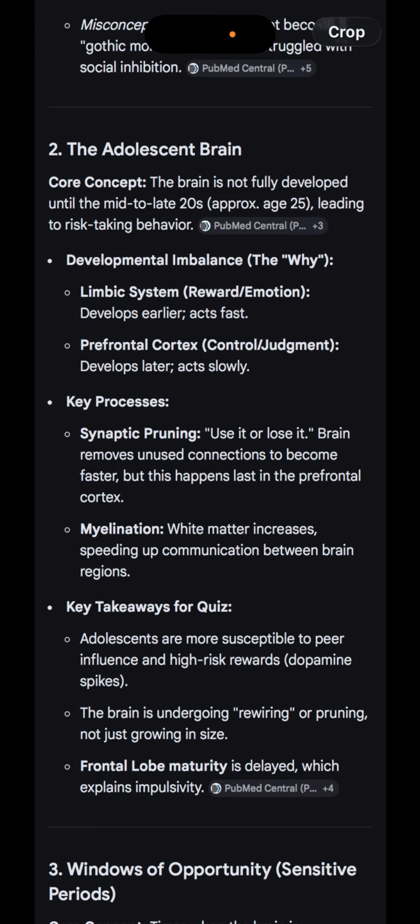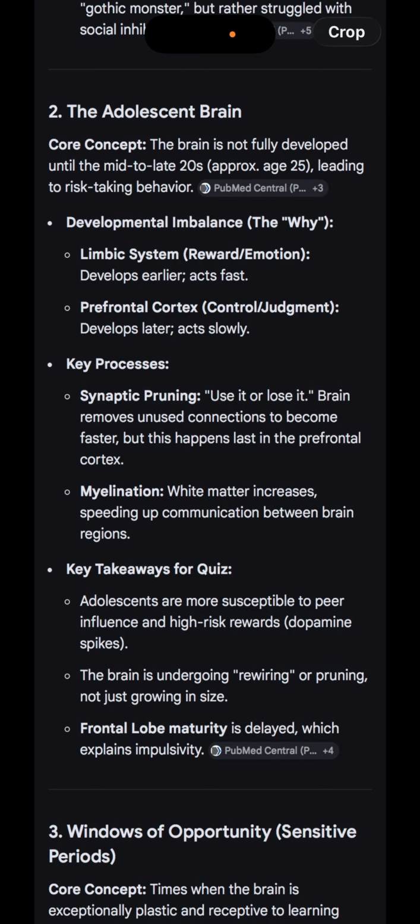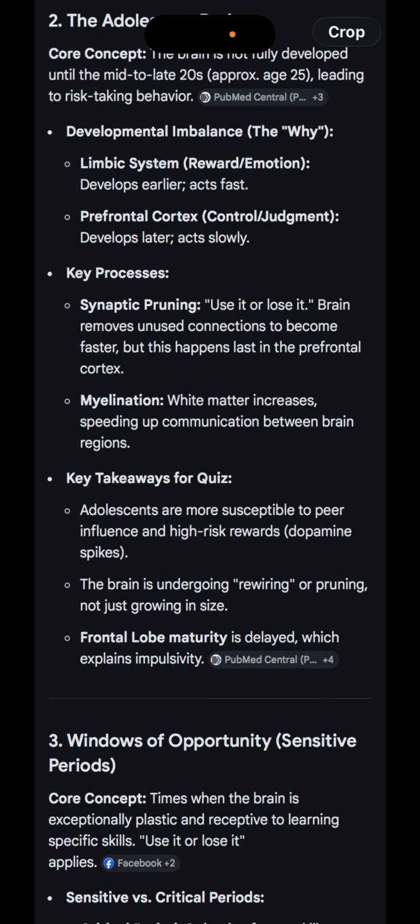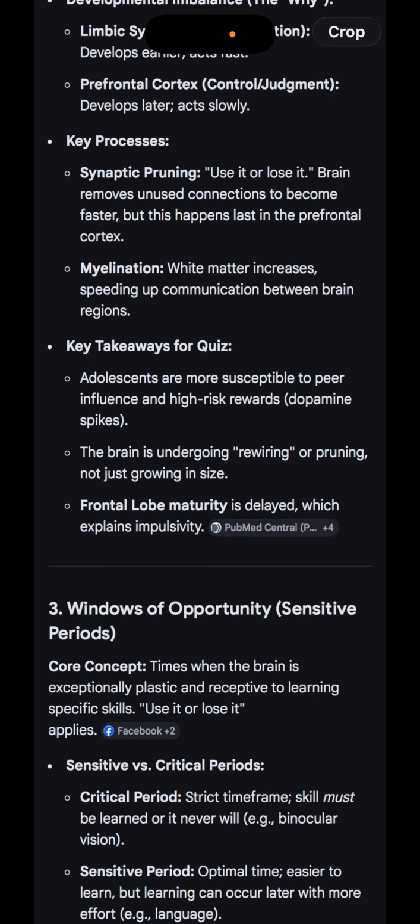Key takeaways: adolescents are more susceptible to peer influence and high-risk rewards, dopamine spikes. The brain is undergoing rewiring or pruning, not just growing in size. Frontal lobe maturity is delayed, which explains impulsivity.